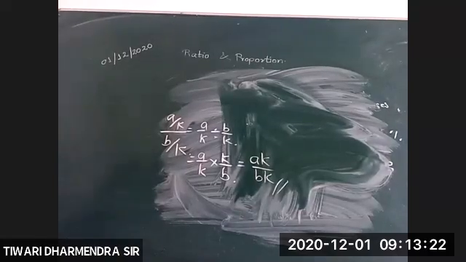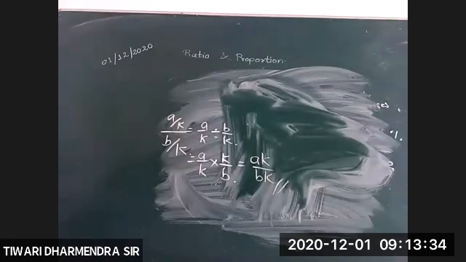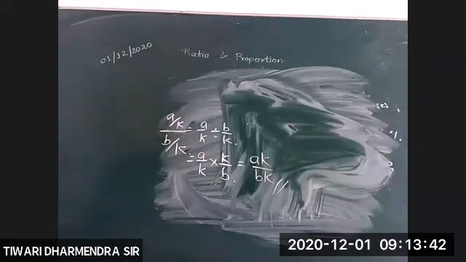So we understood that the first time we multiplied K in the numerator and denominator, we got AK by BK, and next time we did A by K upon B by K, which again we got as AK by BK. So both mean the same. Okay, this was the third property.